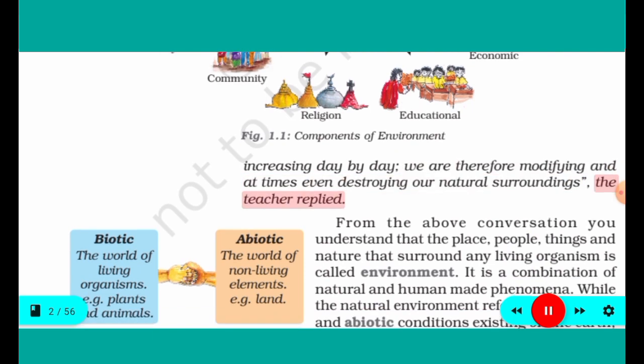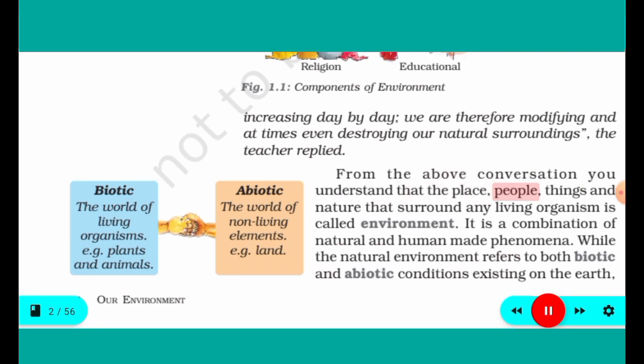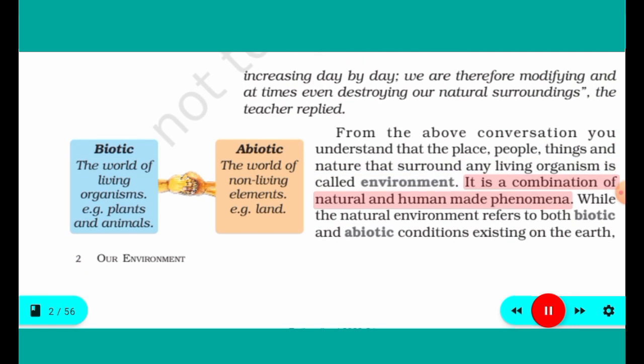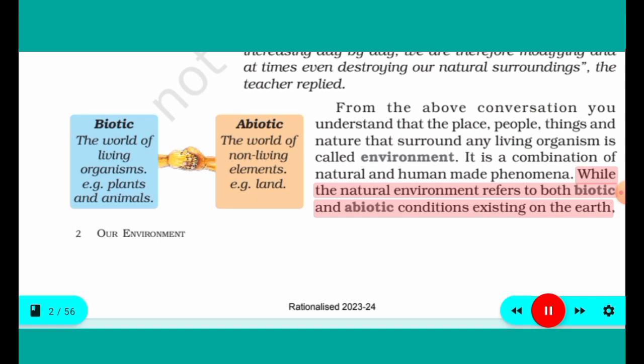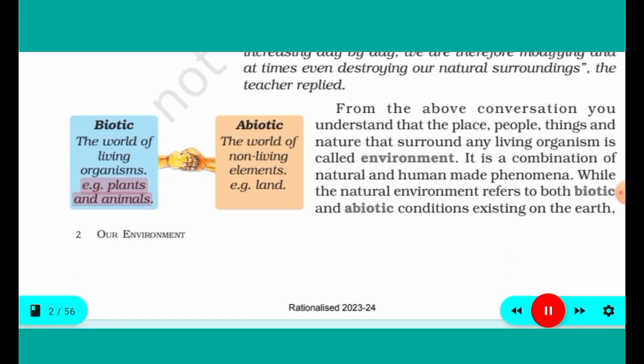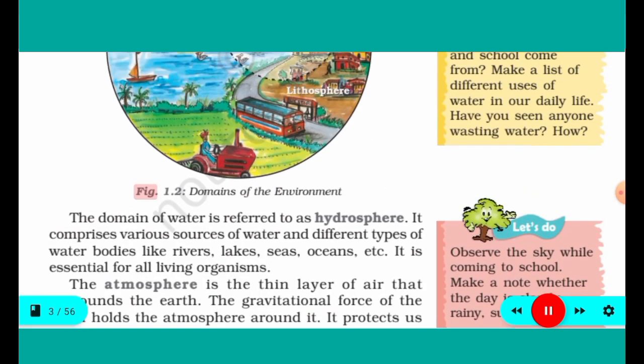The teacher replied, "From the above conversation you understand that the place, people, things and nature that surround any living organism is called environment. It is a combination of natural and human-made phenomena. While the natural environment refers to both biotic and abiotic conditions existing on the Earth. Biotic, the world of living organisms, e.g. plants and animals. Abiotic, the world of non-living elements, e.g. land."